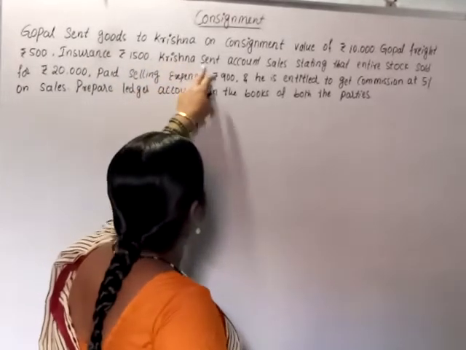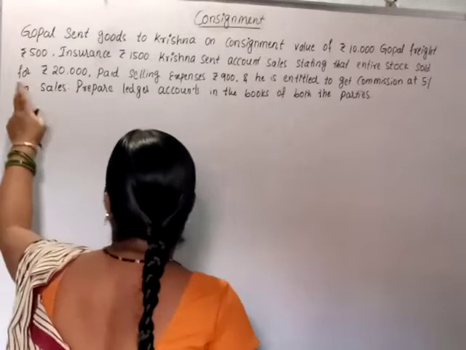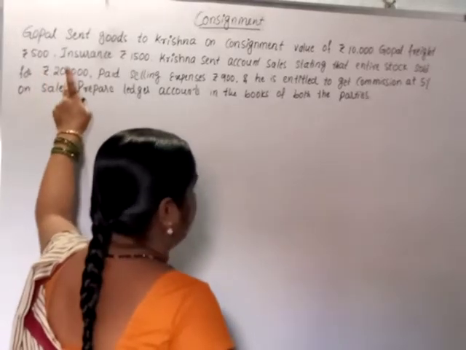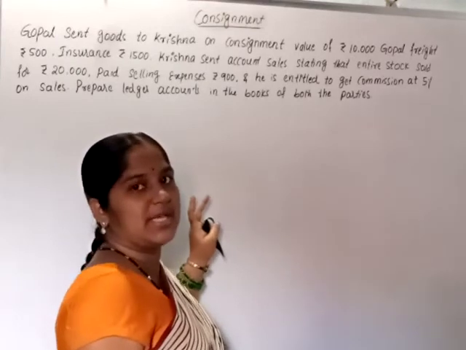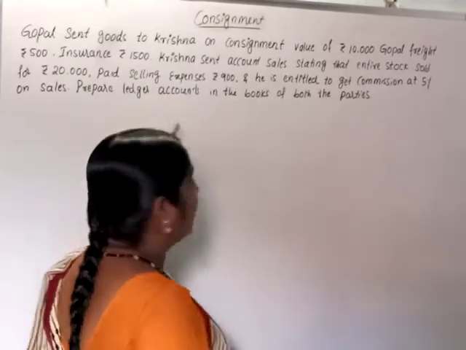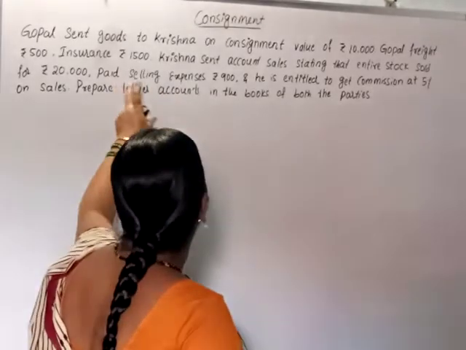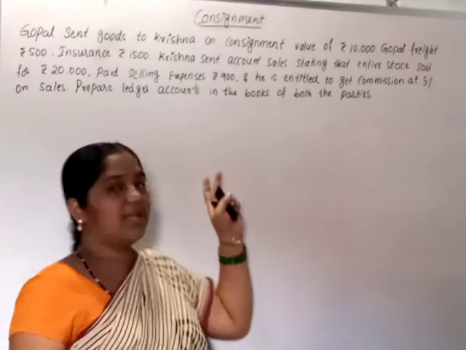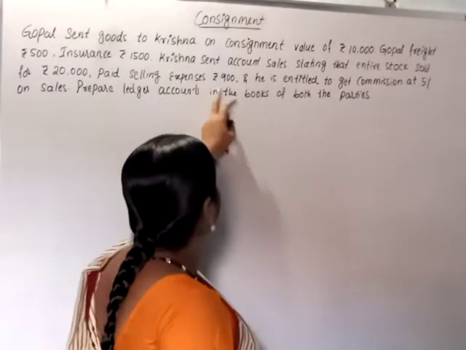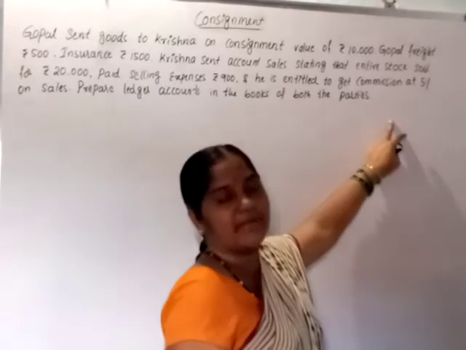Krishna sent an account sales stating that the entire stock was sold for 20,000 rupees. So here the total stock was sold by the consignee. Entire stock means total stock only. Next, he paid selling expenditure of 900. And he is entitled to get commission at 5%.